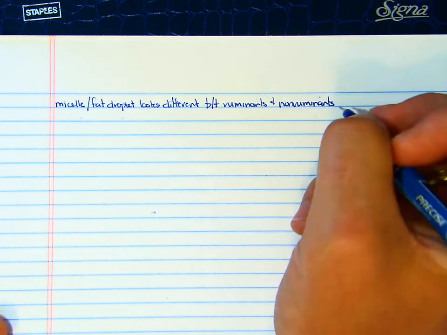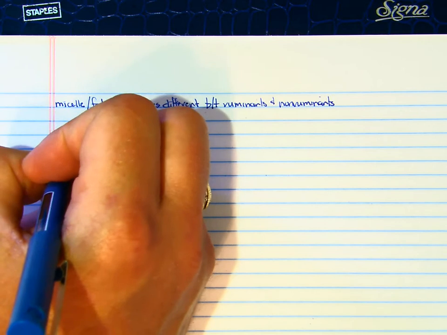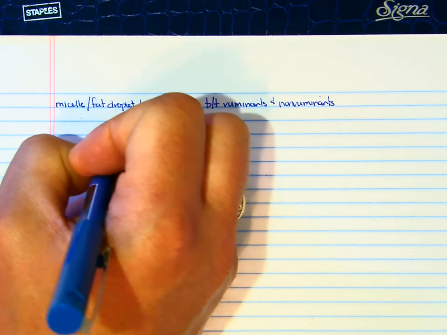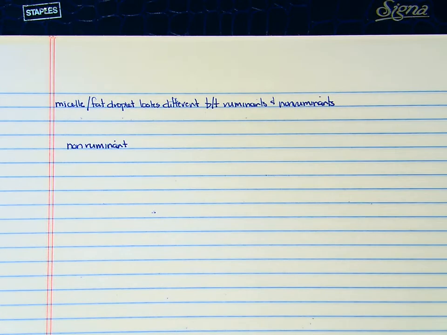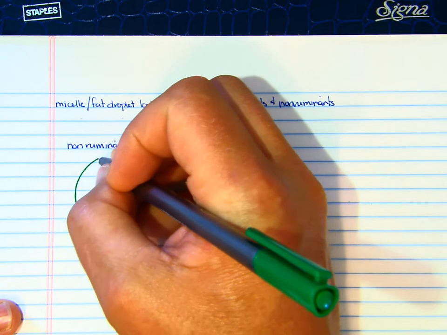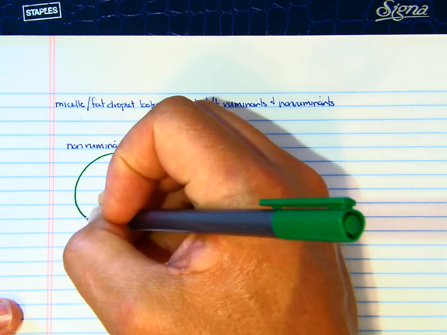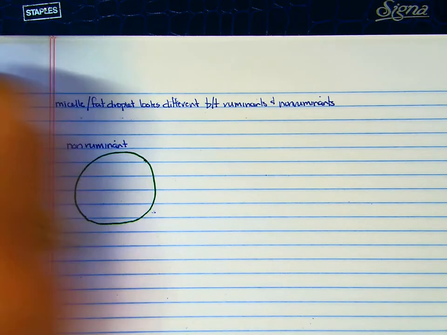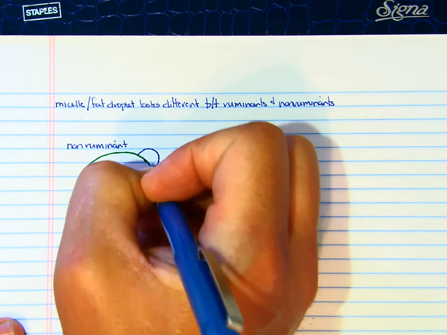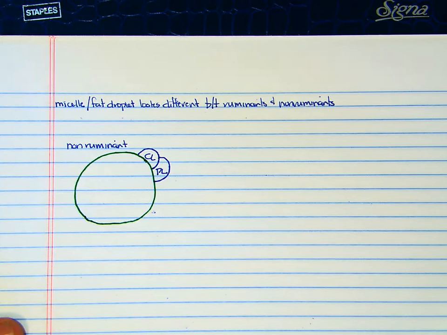And so this is something that you want to think about, is how they're different and why they're different. So if we draw a fat droplet or micelle for a non-ruminant, and so this is in the small intestine, remember? So we're going to first start by drawing it, and it's going to look like this, with the green part being bile. It's a terrible circle. And then on the outside, we're going to have colipase, and colipase's friend, phospholipase.